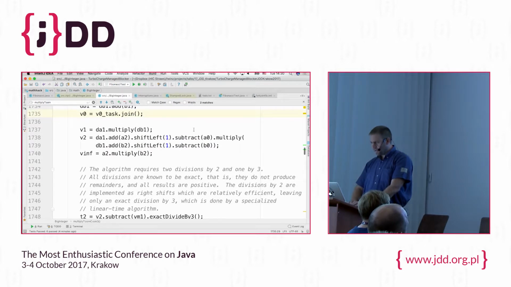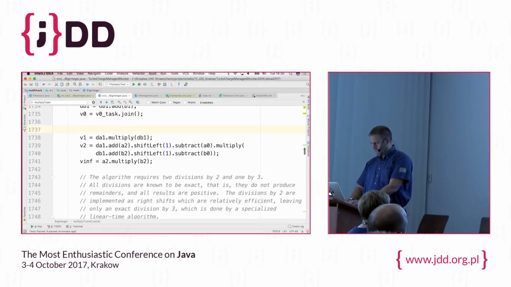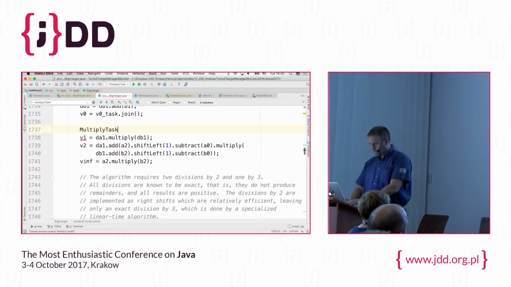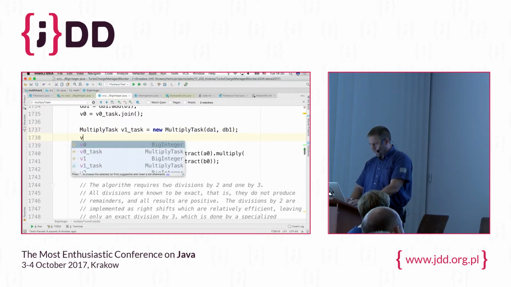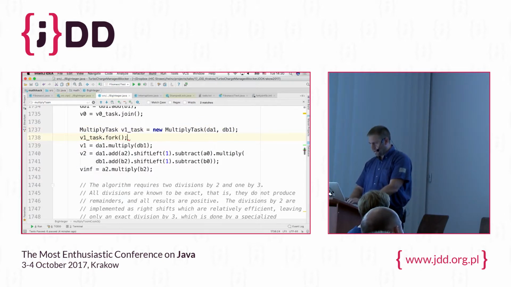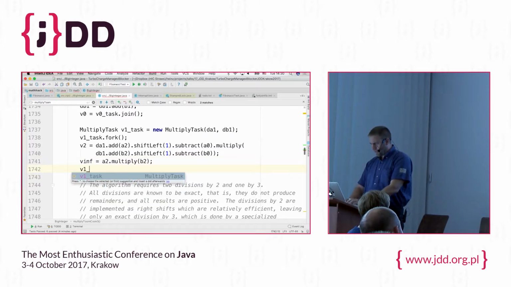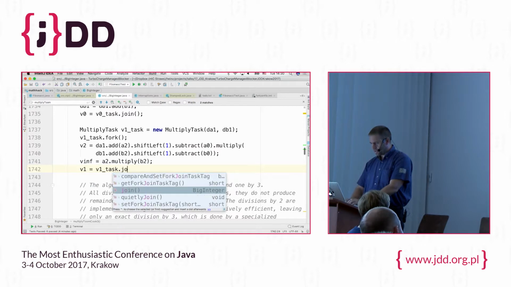Same thing with v1. It's going to be MultiplyTask v1Task equals new MultiplyTask(da1, db1), and then v1Task.fork, and then we do the other two multiplies. Once we've finished, we say v1 equals v1Task.join.